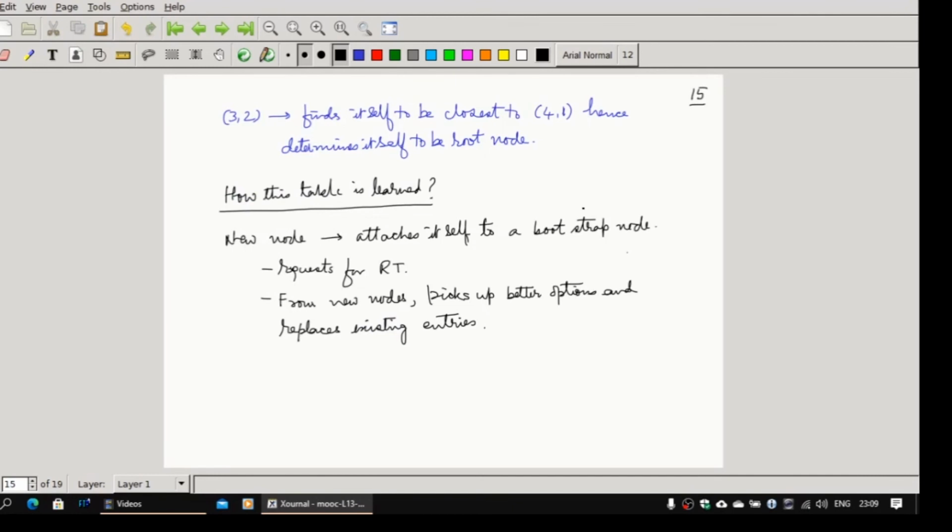But how are these tables going to be learned, the neighborhood tables? Actually I should not call them neighborhood tables, since those are normally used in connection with the proximity metric. The new node will attach itself to any bootstrap node and request its routing table. From the new knowledge it gets, it will pick up the better options and replace the existing entries if they are better than the existing ones.